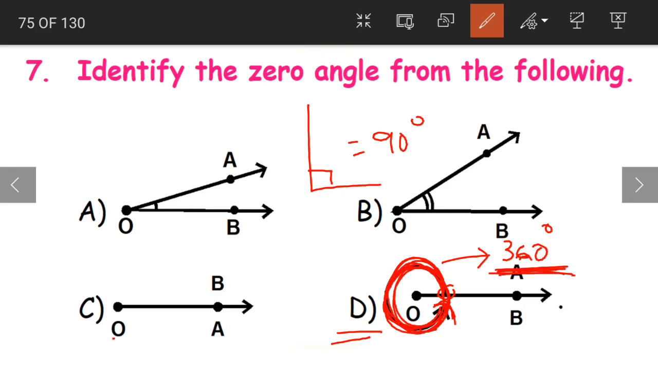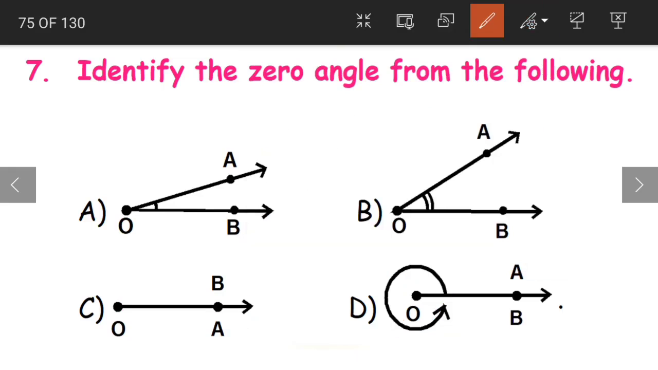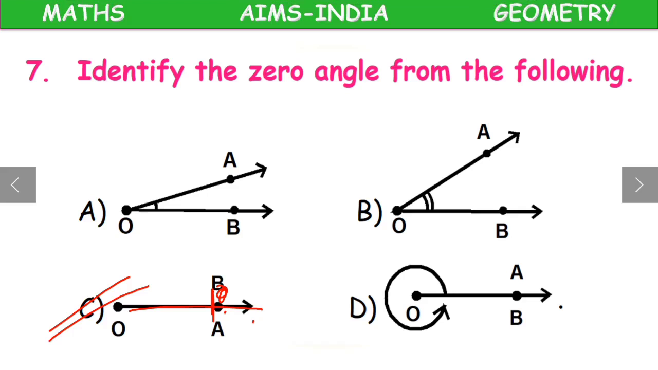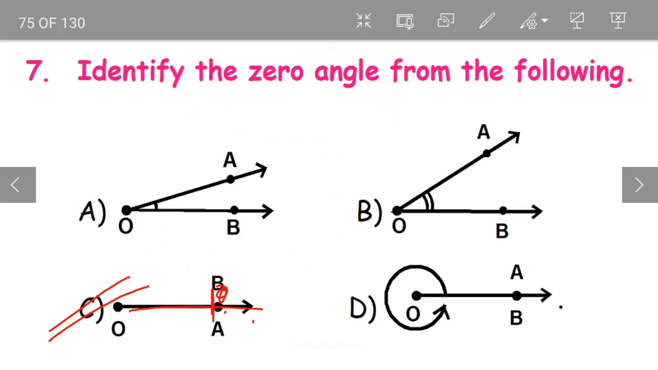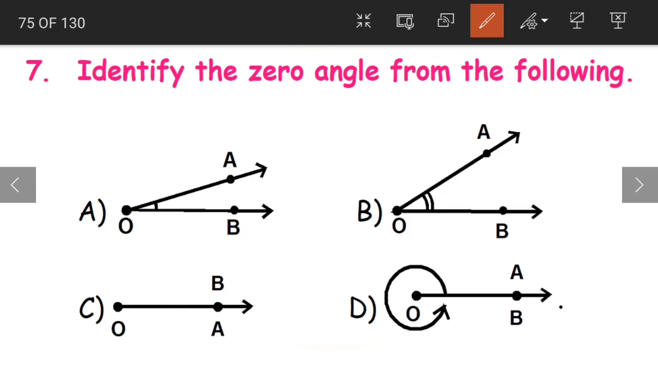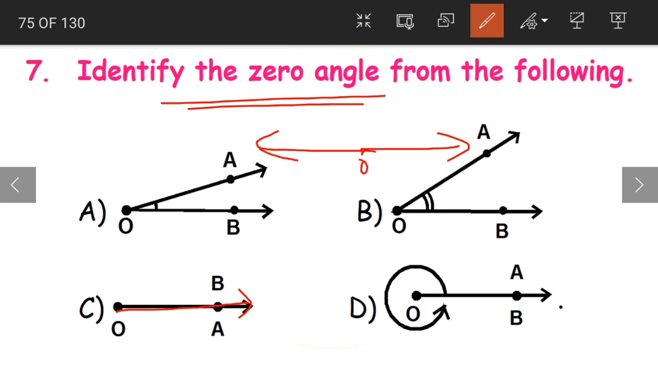So for option D, the angle becomes 360 degrees. Whereas for option C, here we are having only a single ray. So this is the base vertex, and also this is the only vertex where we will measure our angle. Yes or no? So this is pointing at 0 degrees. So option C is having the 0 angle from the following, children. So even in future, if you get a question like this, identify the 0 angle, it will be a single ray. But don't get confused it with the straight angle.